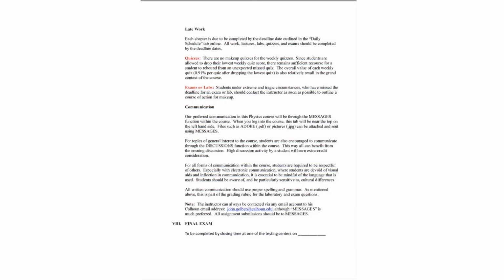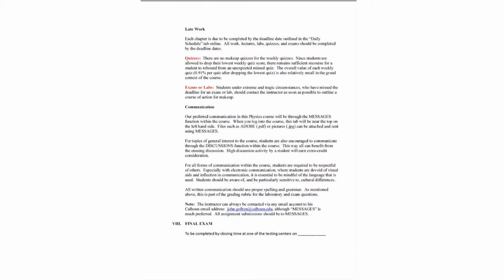Late work. Each chapter is due to be completed by the deadline date outlined in the daily schedule. So you want to check that daily schedule often. It is your roadmap for the course. It helps link the assignments with the assessments. All work, lectures, labs, quizzes, and exams should be completed by the deadline dates, which is usually midnight on a Sunday.